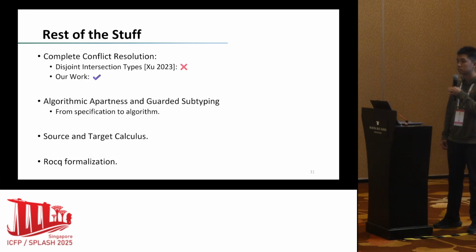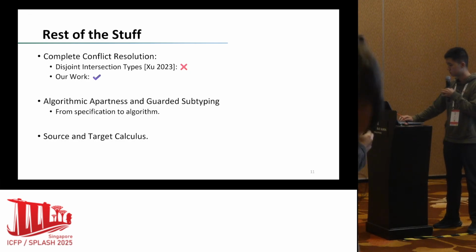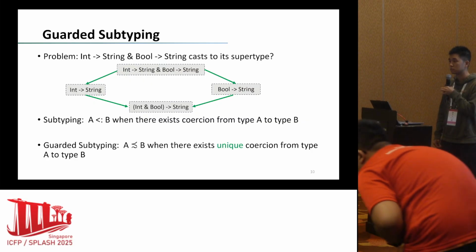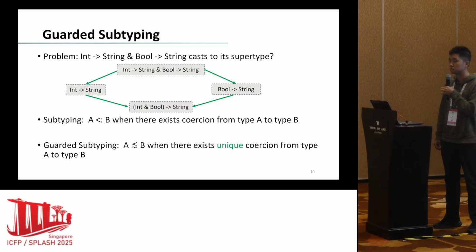Thank you for the talk. Can you go back one slide, please? Yeah. This looks to me like you do covariant function subtyping, because int to string, is that really a subtype of int and bool to string? That seems wrong comparing with the arrow rule, or I misunderstand something.